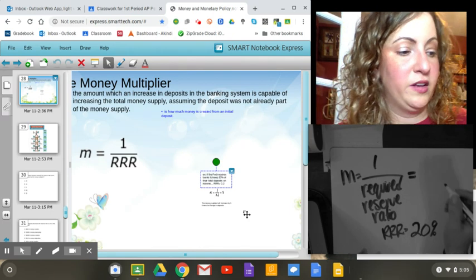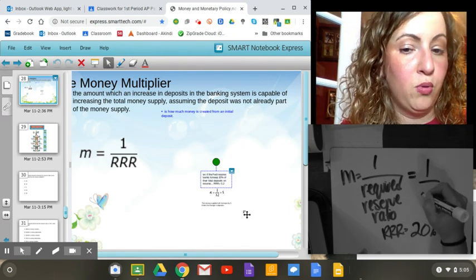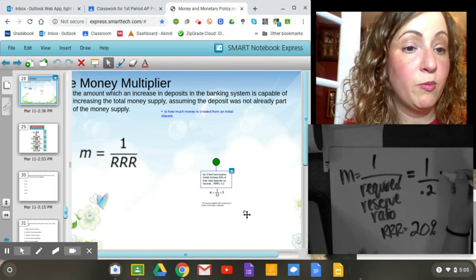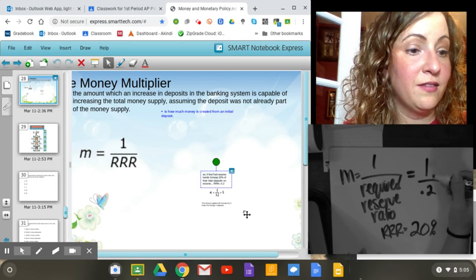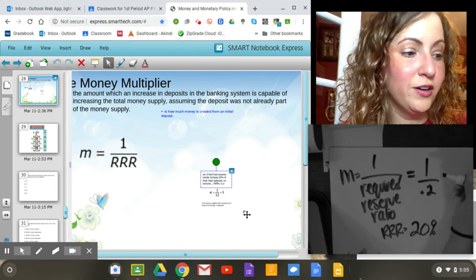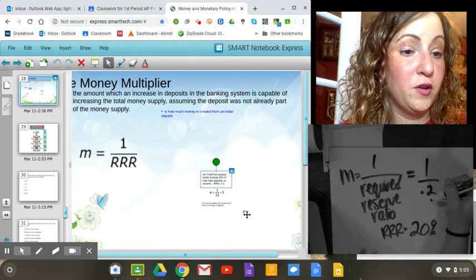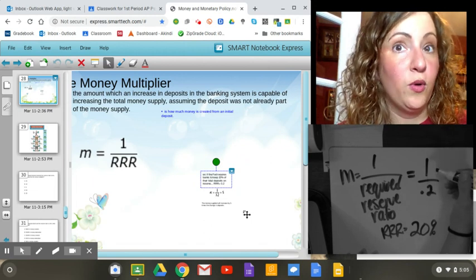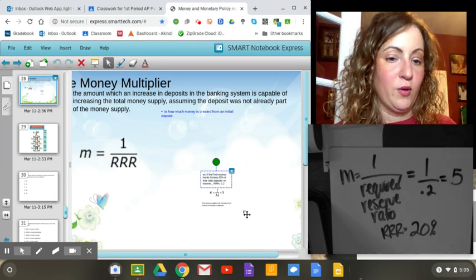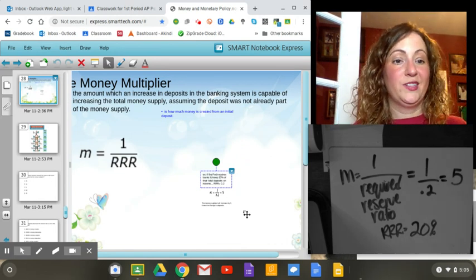So now it's 20%. So it's going to be 1 over 0.2, which, if you remember correctly, I can move decimal places over and say 10 divided by 2, or I can say how many double dimes are in a 1, or this is 1/5, so I can say what's 1 over 5? Either way, the answer is 5. So right now the money multiplier is 5.